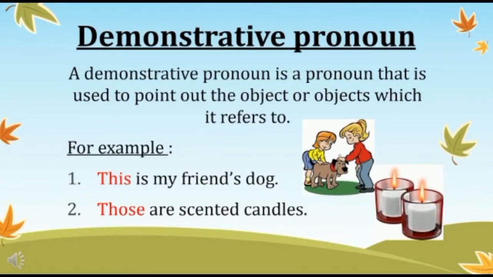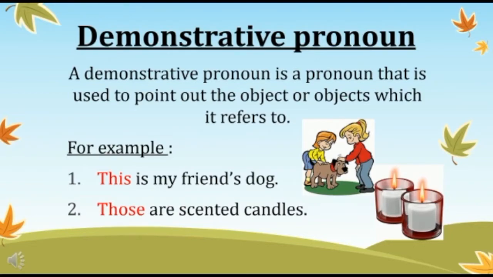Moving to the next kind of pronoun, demonstrative pronoun. A demonstrative pronoun is a pronoun that is used to point out the object or objects which it refers to. A demonstrative pronoun is used to point out to the object or thing for which it is used.